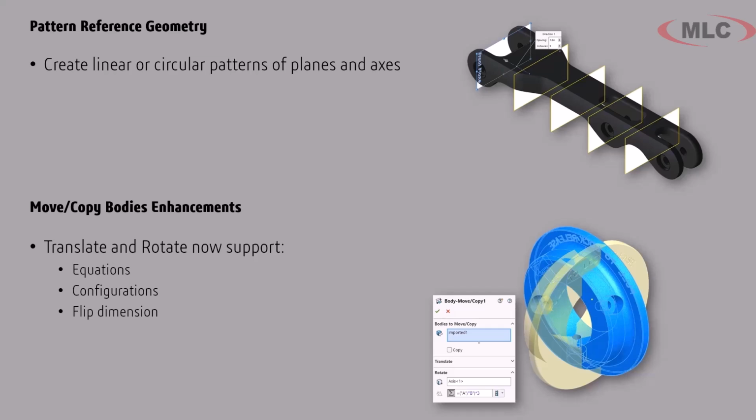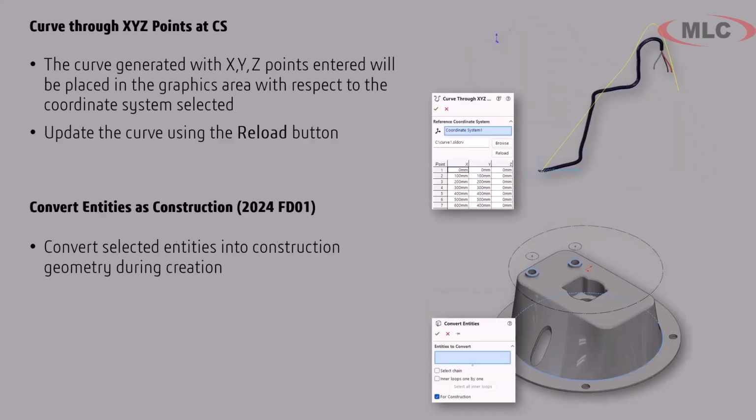And Move Copy Bodies has been enhanced to allow equations, configurations, and dimension flipping. And finally, Curve Through XYZ Points allows you to start at a user-defined coordinate system. And you can now save multiple clicks by converting entities directly into construction geometry. Make sure to check out the What's New 2025 documentation to see what other enhancements are available in SOLIDWORKS 2025.